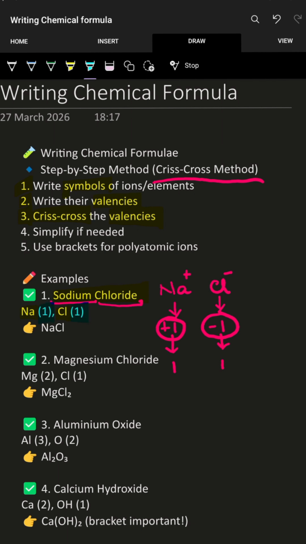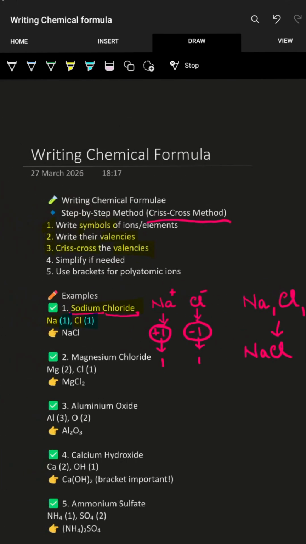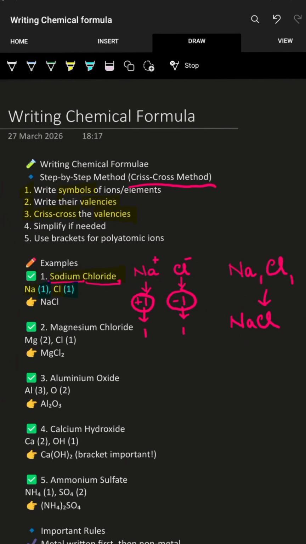So crisscross means in the subscript it needs to come. That means subscript of Na, there will be the valency of Cl, that is 1, and subscript of Cl, there will be the valency of sodium, that is 1. This is equivalent to NaCl. So this is the formula. That's why this is NaCl. Okay, the formula of sodium chloride.